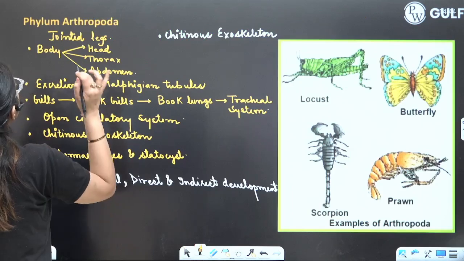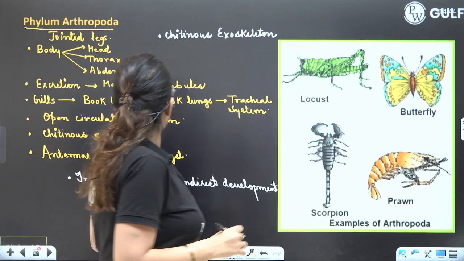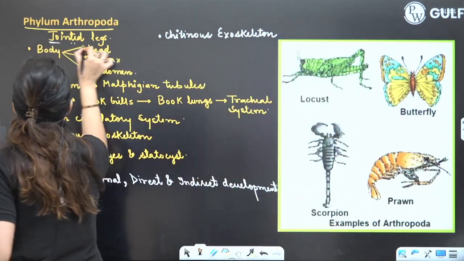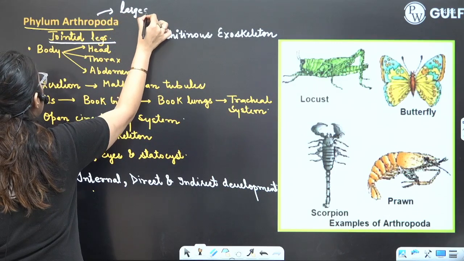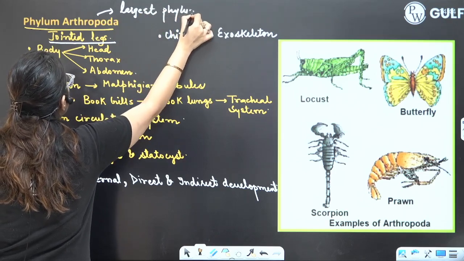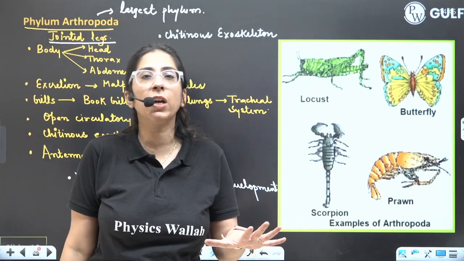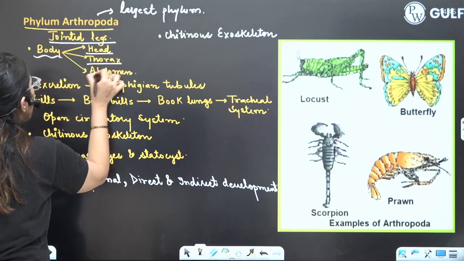The most diverse phylum on this earth's crust, Arthropoda. Arthropoda means these organisms have jointed legs. This is the largest phylum, the first largest phylum. Most of the organisms belong to this category. Your NCERT says two-thirds of organisms belong to this category. In these organisms, the body is divisible into head, thorax and abdomen.